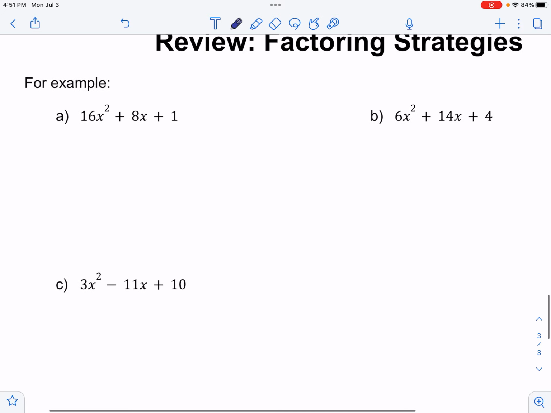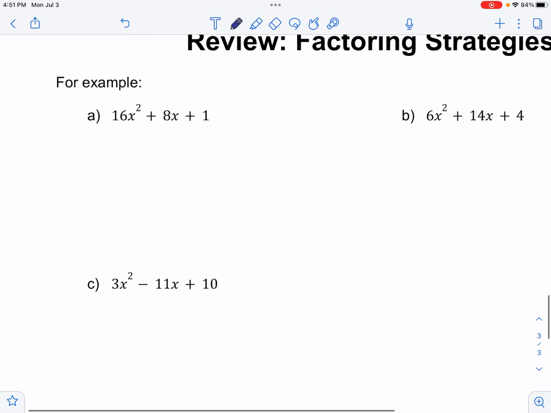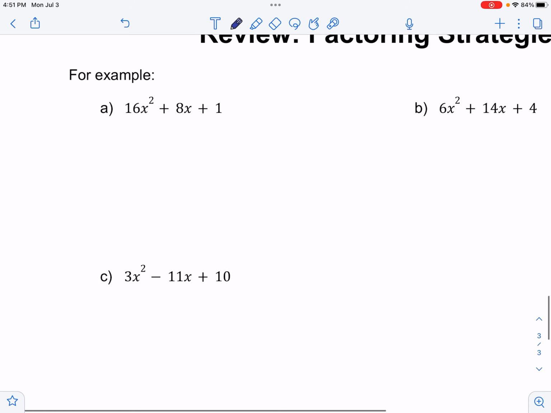Let's look at 3 examples here. So I have my first one, 16x squared plus 8x plus 1. I check for common factoring, not an option. Okay, so now I'm looking for two numbers that add to 8 and are going to multiply to 16 times 1, which is 16. Those two numbers are going to be 4 and 4.